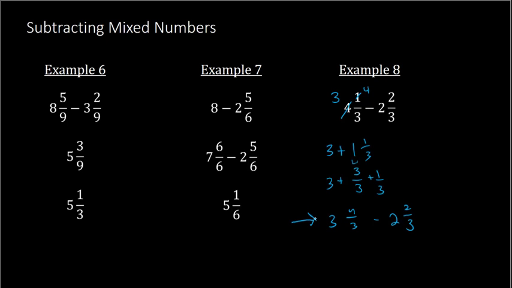And now from here we can subtract quickly. So the whole numbers, 3 minus 2 would give us 1. And now the fractions work out nicely, because if we do the 4/3 minus the 2/3, 4 minus 2 is 2, and then put that over 3. So our final answer would be 1 and 2/3.